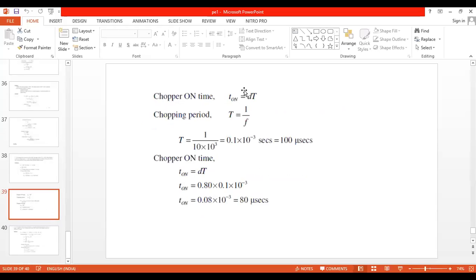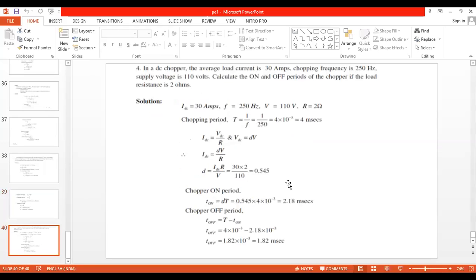So what is the formula for del or D? Del is equal to T on by T. We already know T. T is equal to 1 by F. And chopper on time T on is equal to del into T. Just substitution of the formula. So we just move to the next problem.